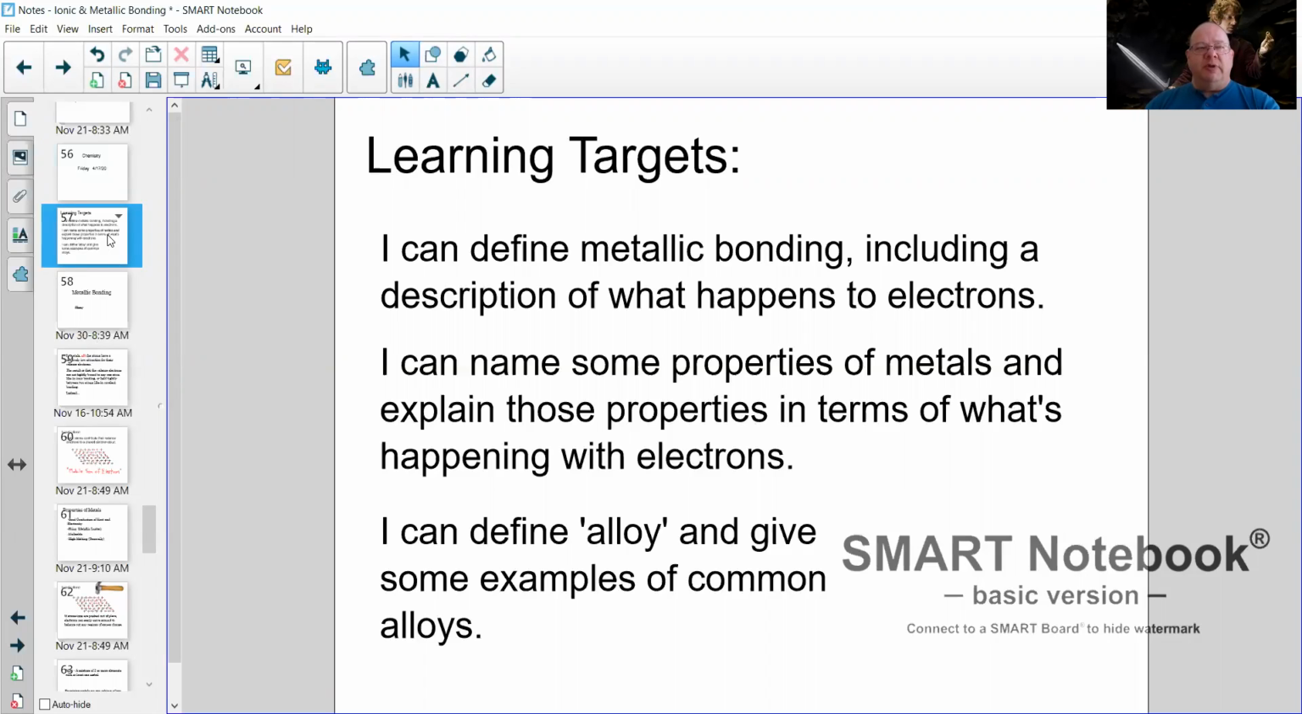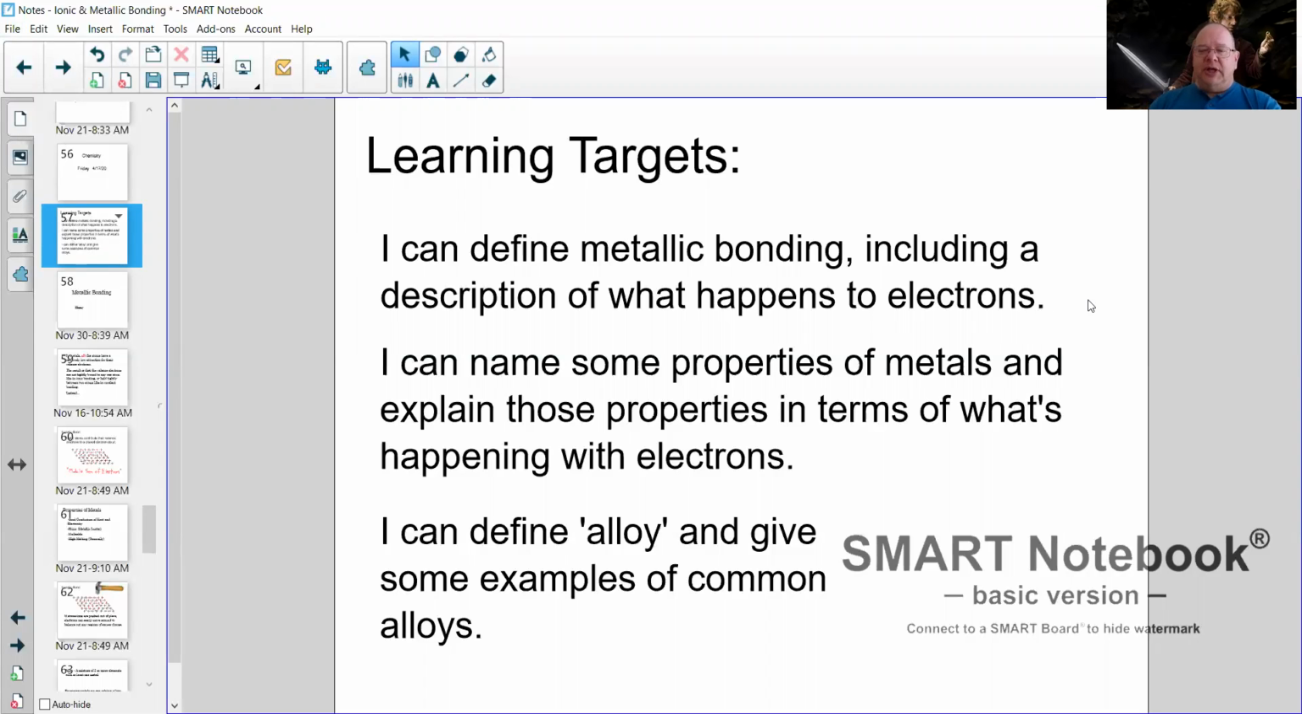So what do I want you to be able to do? I can define metallic bonding, including a description of what happens to electrons. I can name some properties of metals and explain those properties in terms of what's happening with the electrons. Are you catching on to a theme here? We're talking about electrons. I can define alloy and give some examples of some common alloys.